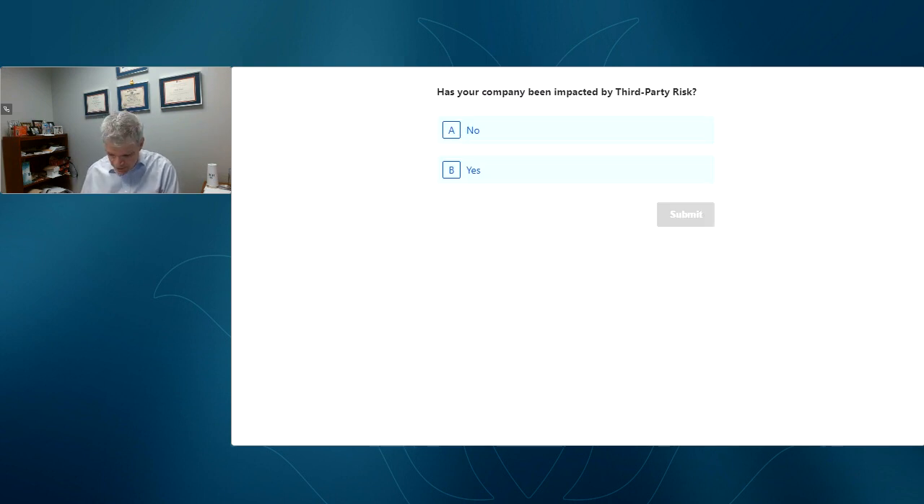Here's our second polling question, not CP. I'm just trying to get some background on where the audience is. Are you aware? Have you been impacted by a third-party risk or not? Just a yes or no. So again, I'll give you a little bit of time to answer that question, and we can discuss some of the poll results.